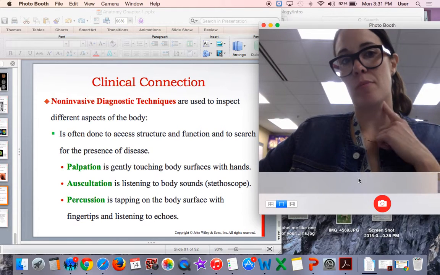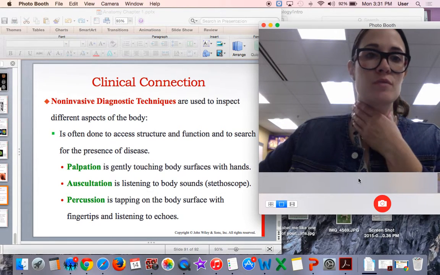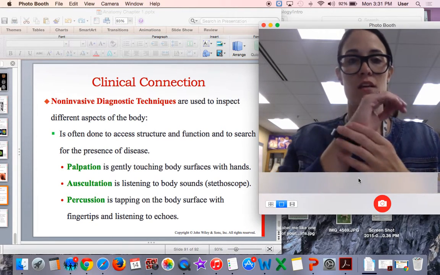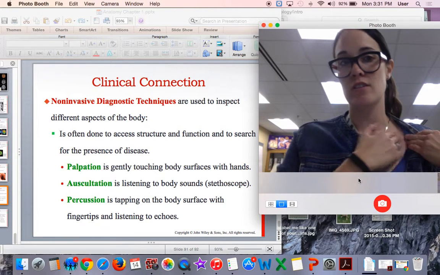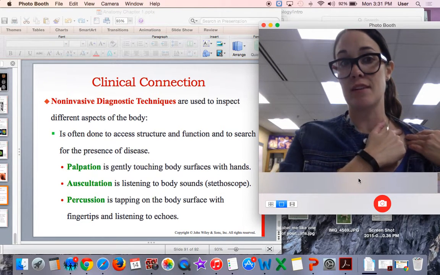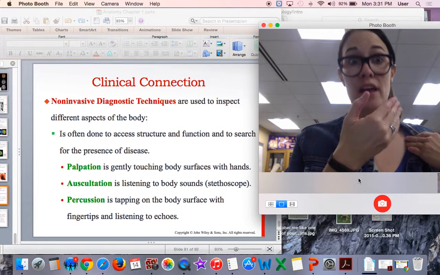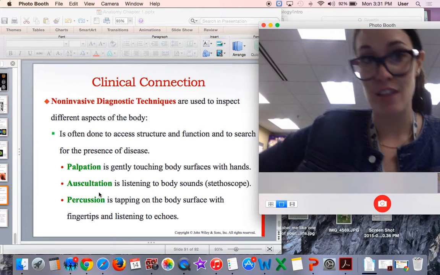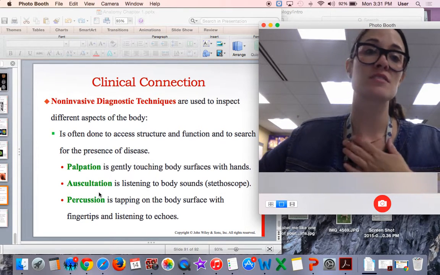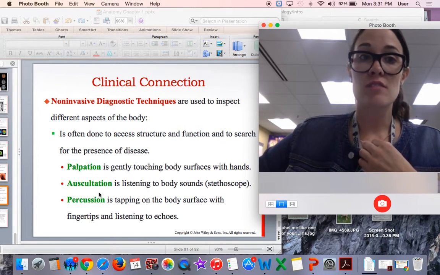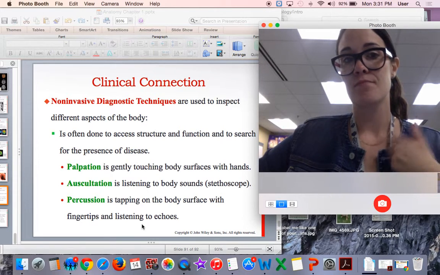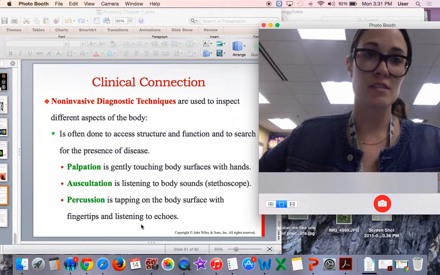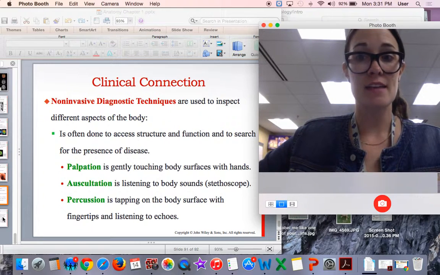So like I said before, palpation is touching with your hands. If somebody breaks their clavicle, you could palpate it, if they let you, and feel that it is broken. Auscultation is listening to sounds. Usually they use a stethoscope, so they'll listen to the sounds of your lungs and heart. Percussion is tapping to listen to echoes. And that is the end of Chapter 1.